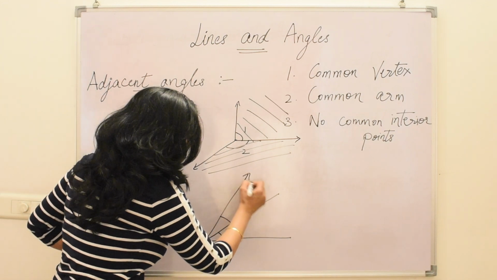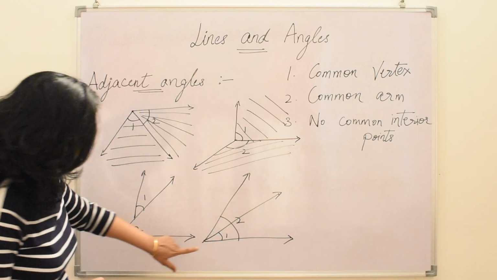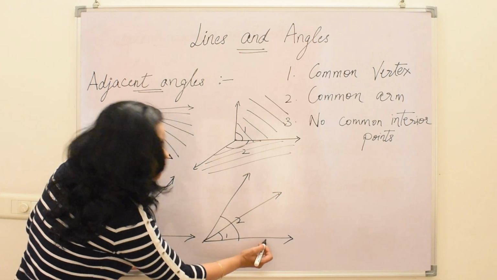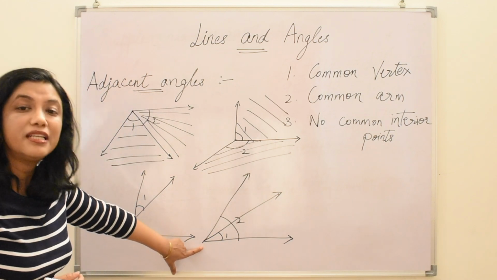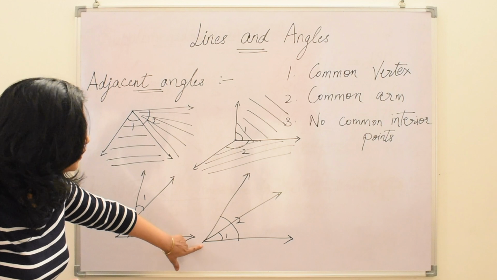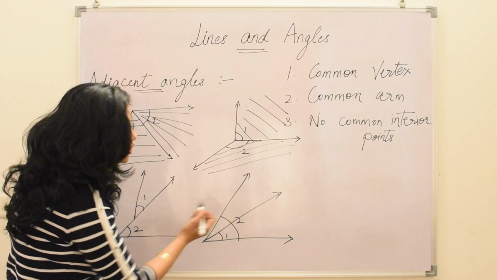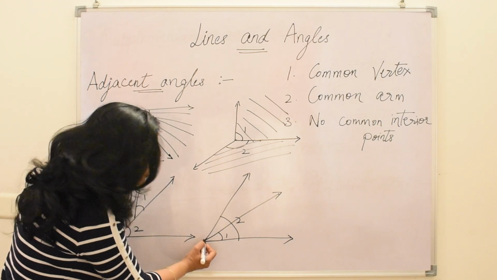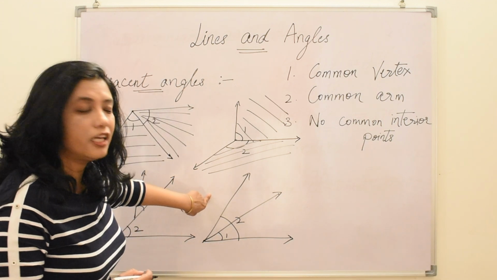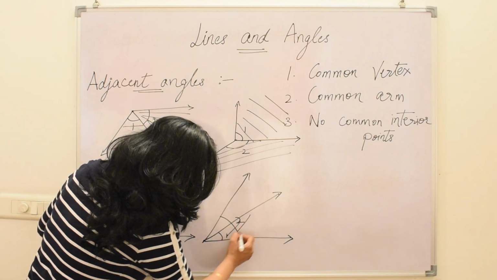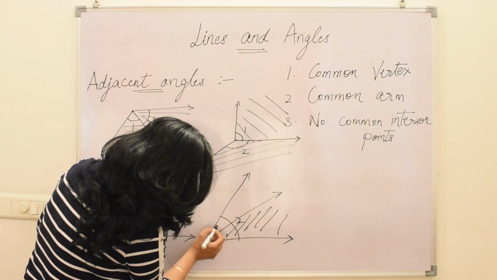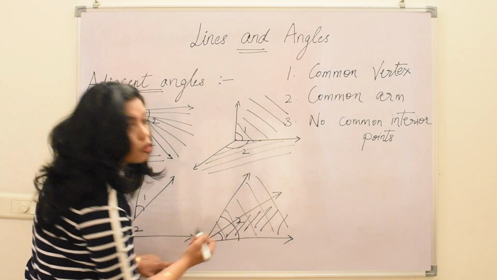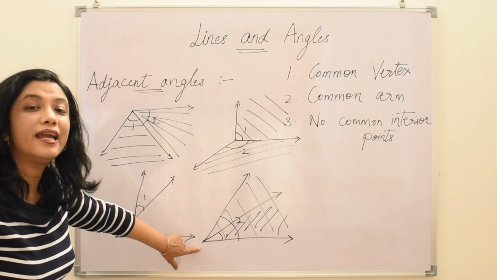Now see here. This is angle 1. Angle 2 is the bigger one. So can we call them adjacent angles? No, here also we cannot call them adjacent angles because they are sharing common interior. They have a common vertex, but they share common interior points, because the interior of angle 1 is this and the interior of angle 2 is this whole. So this portion is common in both the angles. So they are not adjacent angles.